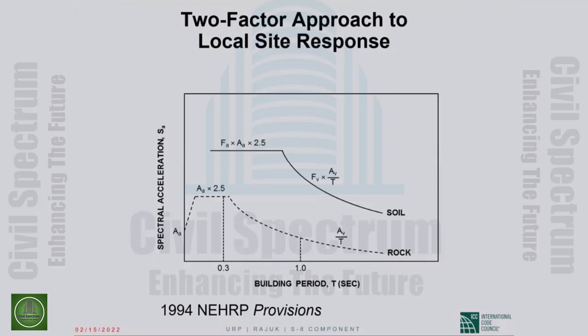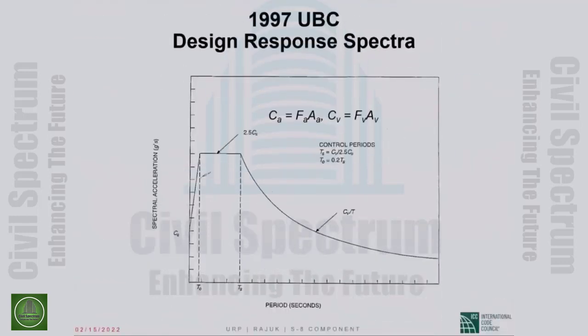So the 1994 NERP provisions proposed that this part of the design spectrum, the constant acceleration part, be amplified by a site coefficient F sub a, a short period site coefficient, acceleration related site coefficient, and that this part of the spectrum be amplified by a different site coefficient, a velocity related site coefficient, a long period site coefficient, F sub v. So this was the introduction of the two-part approach to local site response. This was a very major change. Okay, 94 NERP provisions.